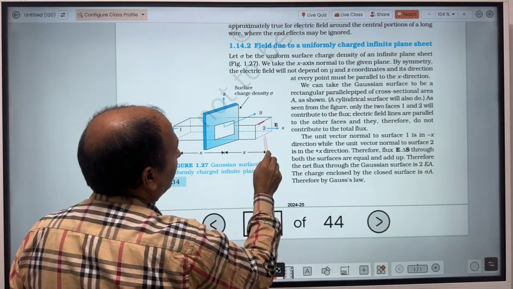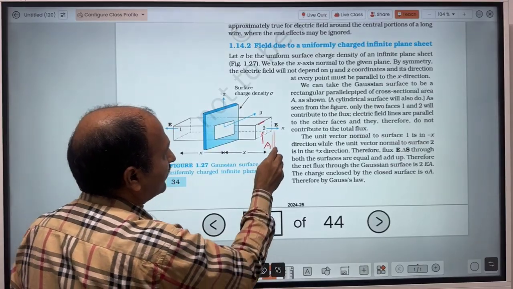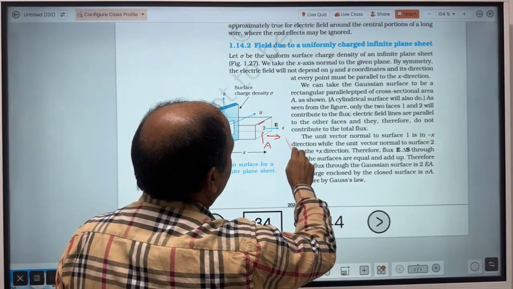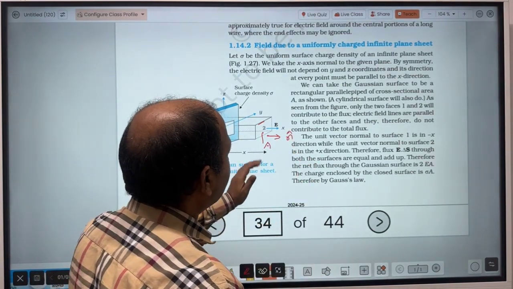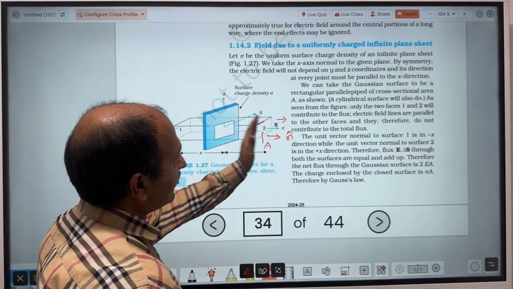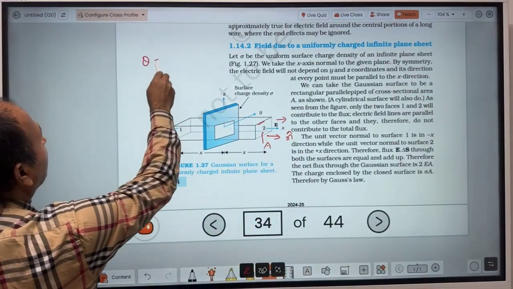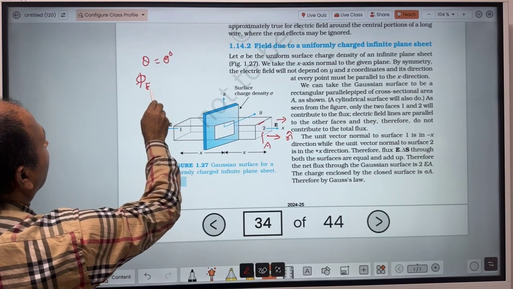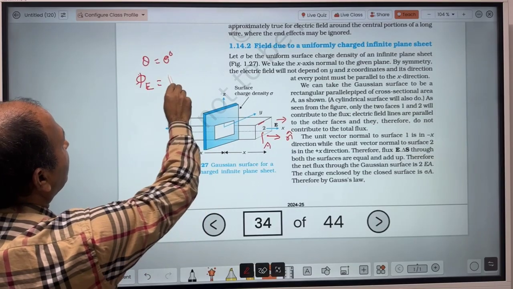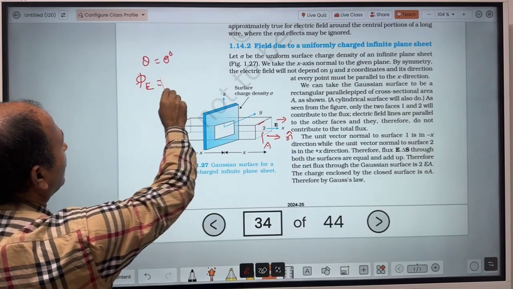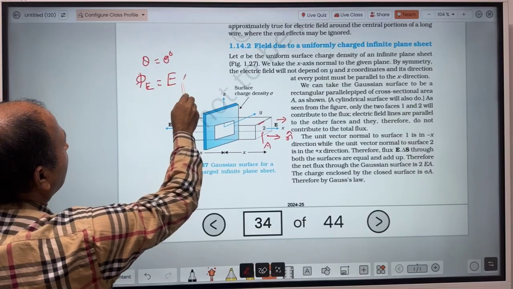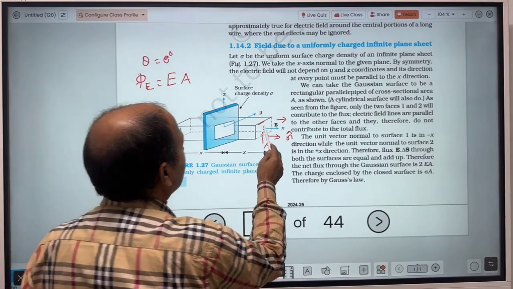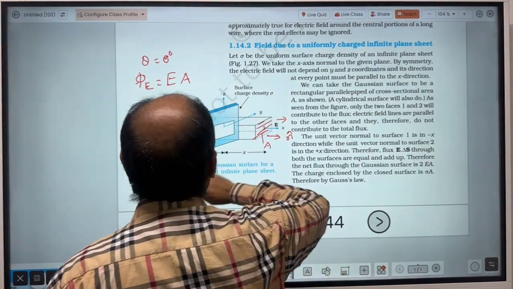The area of this face is say A, and its unit vector, the area vector, will be in this direction. Suppose we write n cap, and the electric field is also in the same direction. So what is theta here? Theta is 0 degree, and you know that flux phi E is given by E ds cos theta. Here the area is fixed, so we don't have to use integration. We will say EA cos 0 degree, and that will give 1. So the flux through this face is EA.